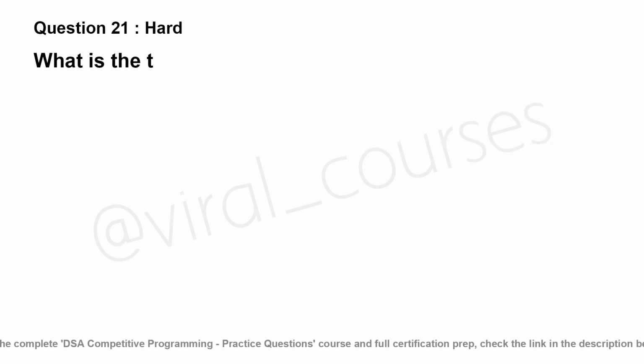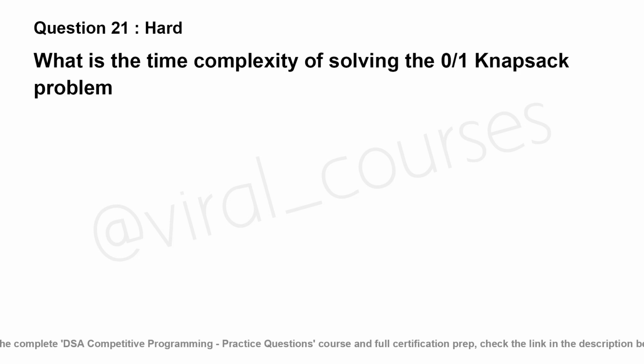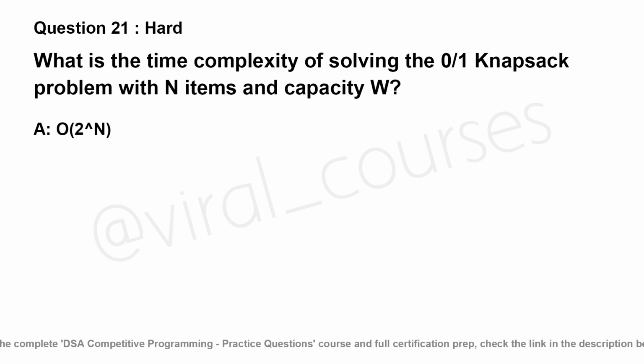What is the time complexity of solving the 0/1 knapsack problem with n items and capacity W? Option A, O(2^n). Option B, O(n * W). Option C, O(n + W). Option D, O(W^2).